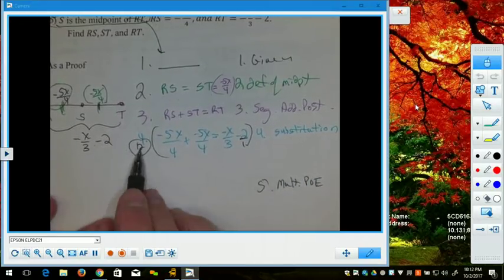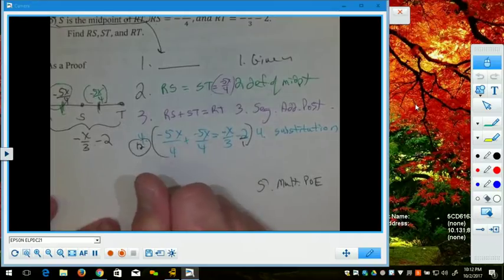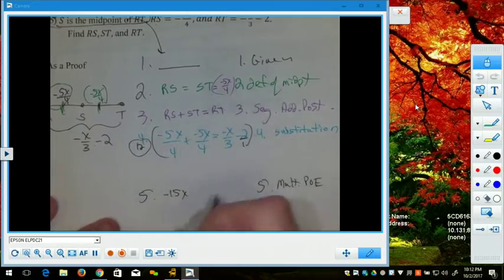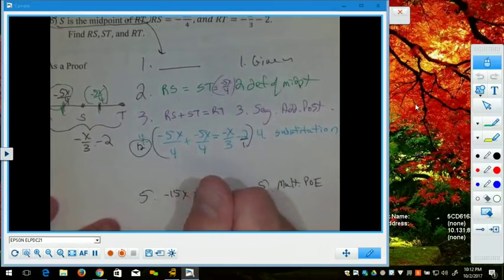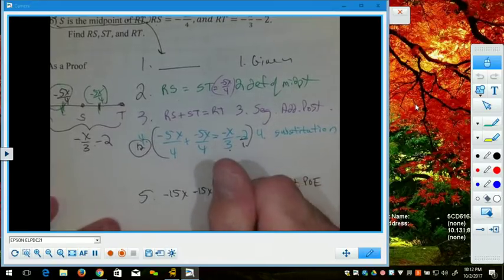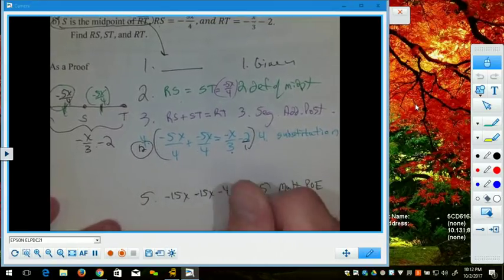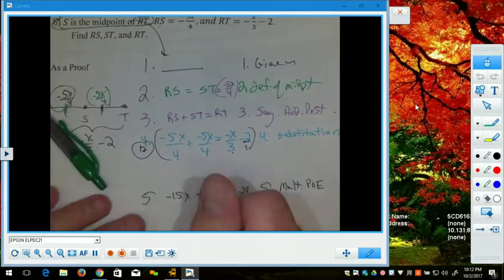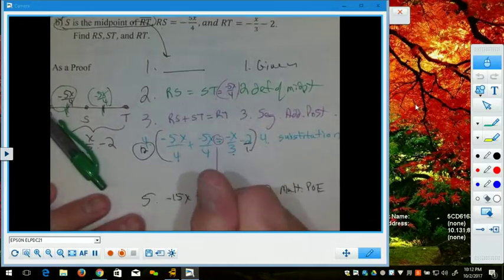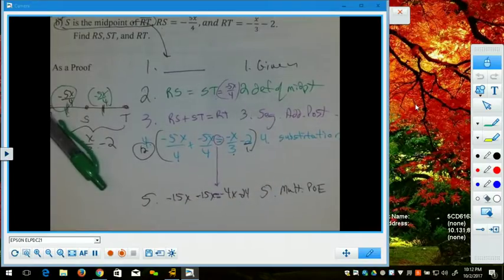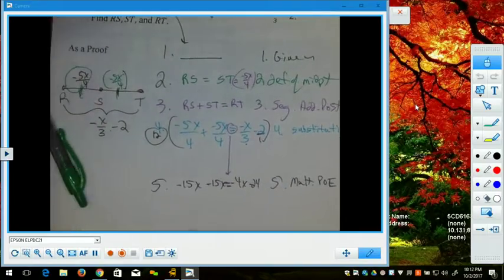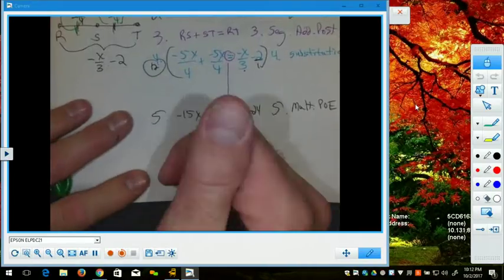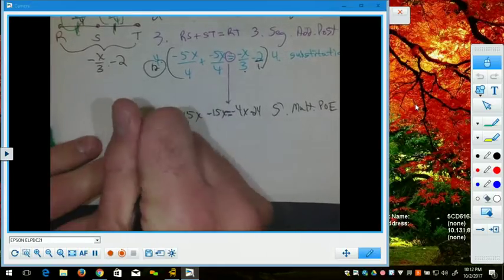So when I do this, that's going to be 3, so this is negative 15x, that's going to be 3, so it's negative 15x, that's going to be 4, so it's negative 4x, and that's going to be minus 24. Oh, I forgot to put the equal sign in between them. That's right here. So now I'm going to go do my next step.